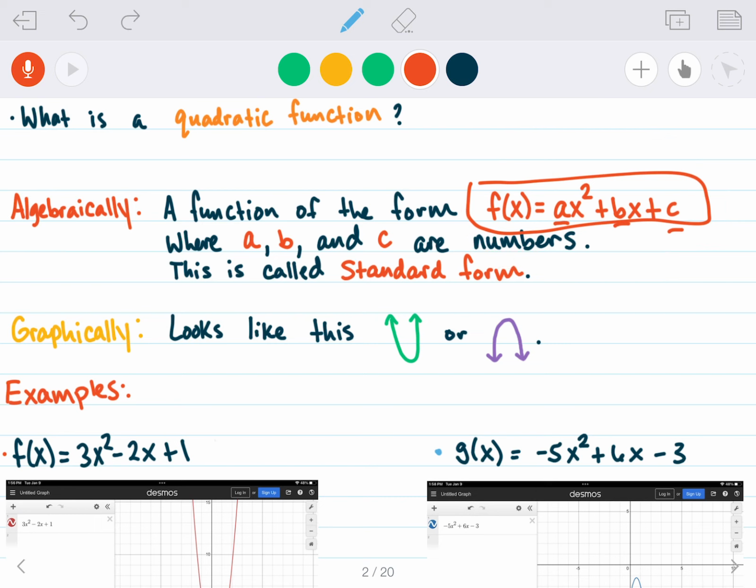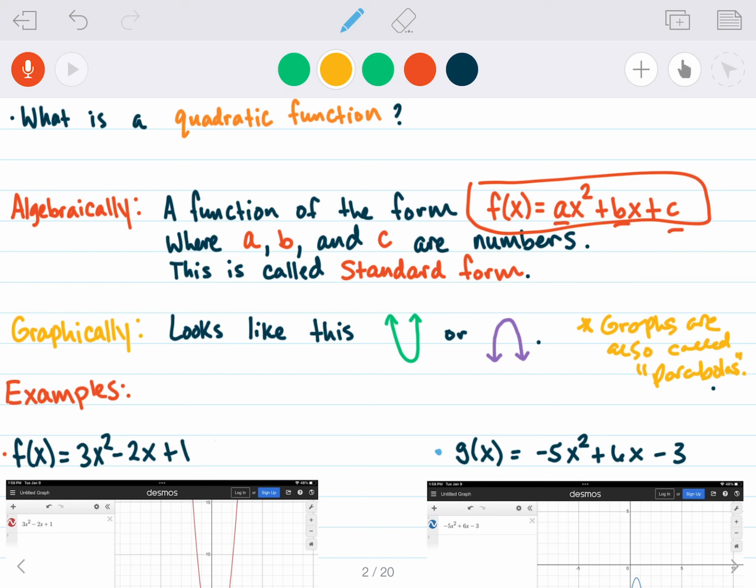And what does it look like graphically? Well, graphically, it looks U-shaped, and it can be either a U that's right side up, so concave up, or it can be a U that's concave down. So that's what a quadratic function is. It's U-shaped. A little note here: the graphs of quadratics are also called parabolas. Sometimes that word is used.